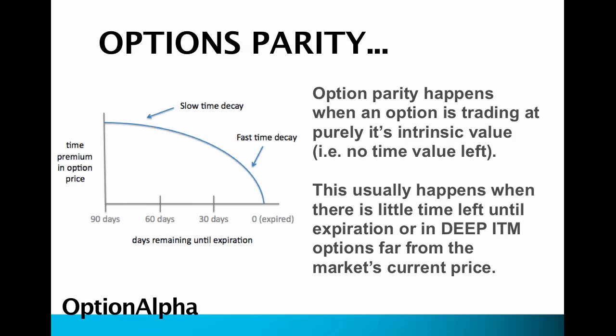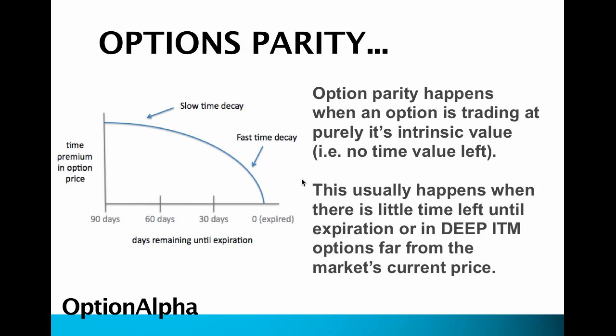So options parity. We all know that options are a wasting asset, right? This is the time premium of a typical options price. It has slow time decay in the beginning half, 90 to 60 days. Once we start getting inside 30 days, time decay really speeds up, and then obviously as we get closer to expiration, it really exponentially speeds up the time decay wasting asset portion of an option.